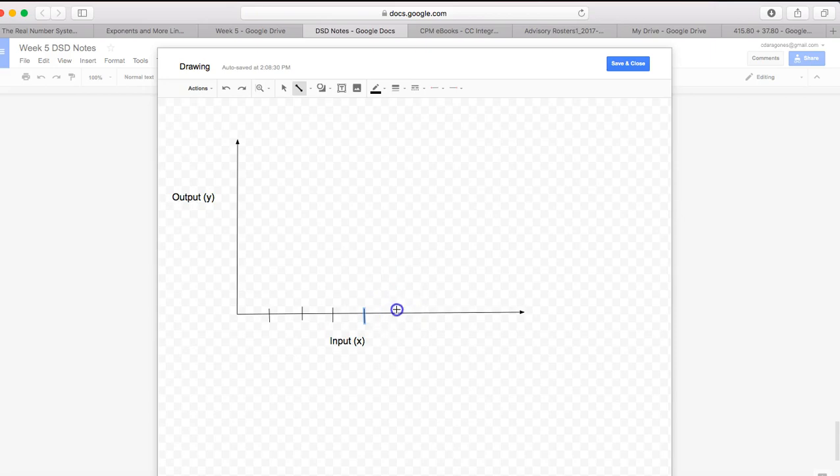And that's 5. Okay, so I'm going to label this 1. I'm going to label this 5, just so you know, I go up to 5 points. And then our output, of course, starts at $378 and then goes up to about $530.